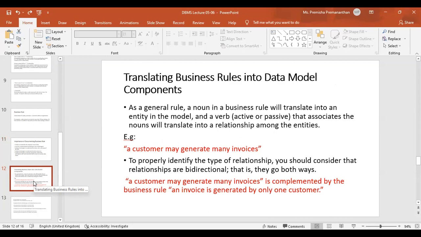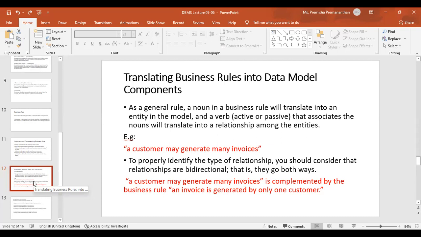While converting, we have some rules, right? First thing is, as I already discussed, a noun in a business rule will be translated into an entity in the model. Basically, model here means data model.